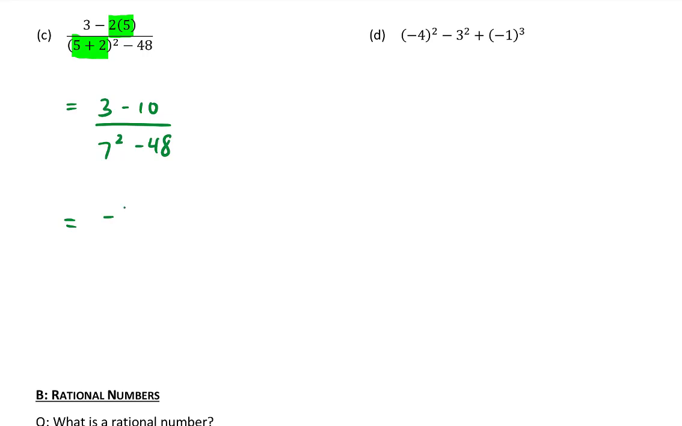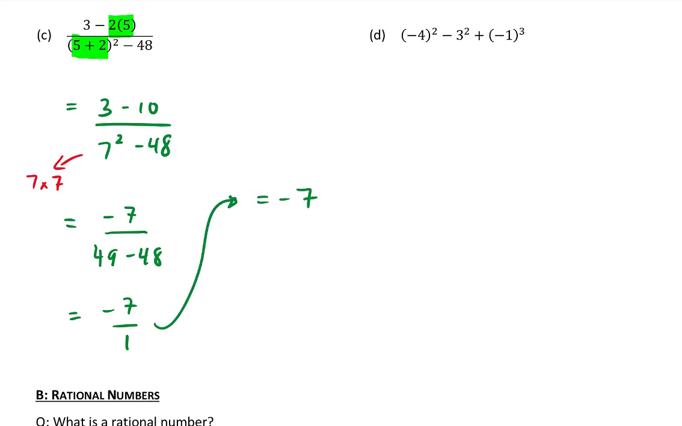3 minus 10, well, that's -7. 7 times 7, that's what 7 squared is asking you to find. So we have 7 times 7. That's equal to 49 minus 48. And 49 minus 48 is 1. So we're left with -7 over 1, and that is the same thing as just -7.